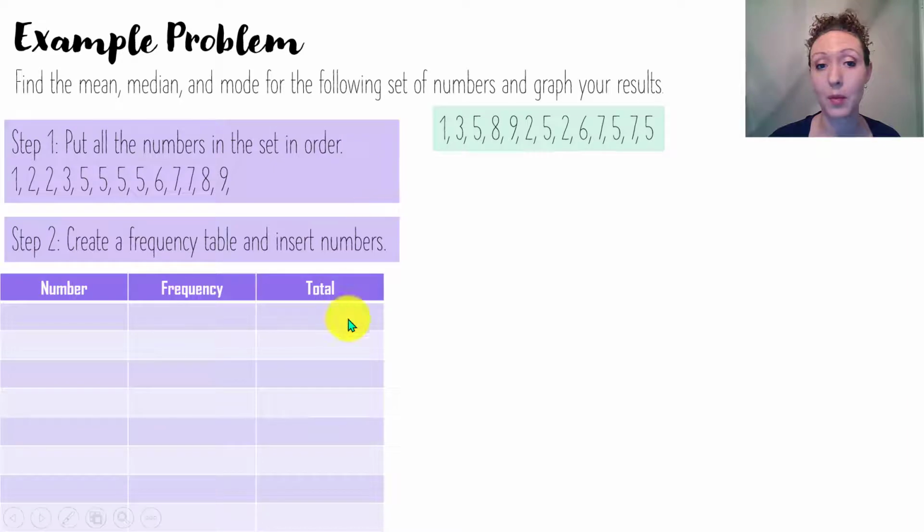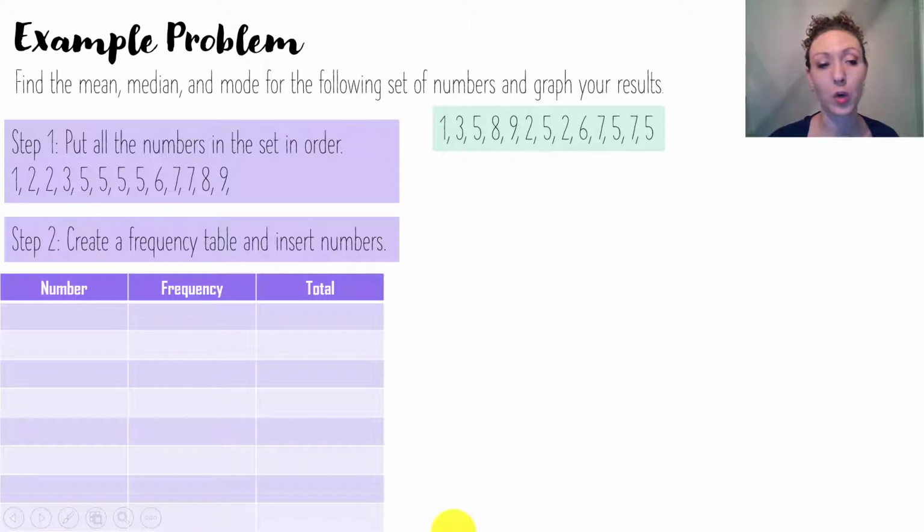And a frequency table is going to look like this. You're just going to have 3 columns, and you're going to have the numbers, so that will be the actual number that is in the set. You're going to have frequency, which is how many times that number appears in the set. And then you're going to have a total. Don't worry about that just yet. I will go ahead and explain that in just a second.